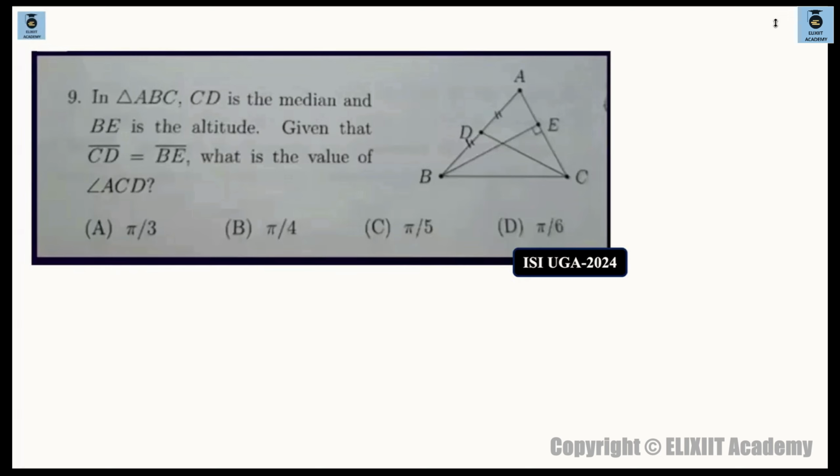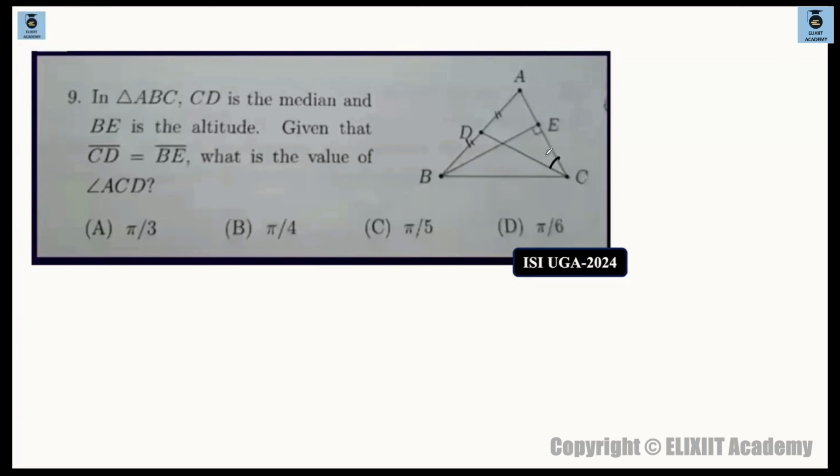क्योंकि ये बोल रहा है कि CD is the median and BE is the altitude. ठीक है, and it's given that CD and BE, both of them are equal. So you assume this triangle to be an equilateral triangle, and this will be much easier to solve in that case. आसानी से वो मिल जाएगा आपको. They have asked to find what is angle ACD, ये वाला. ठीक है. Now I'll show you the proper way to solve this thing, because we will go by the proper approach to solve this thing. ठीक है. Properly कैसे solve करेंगे?